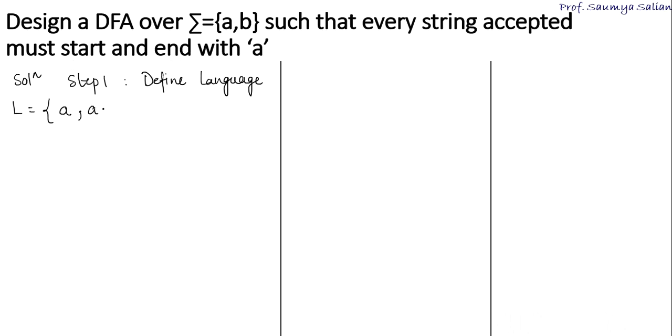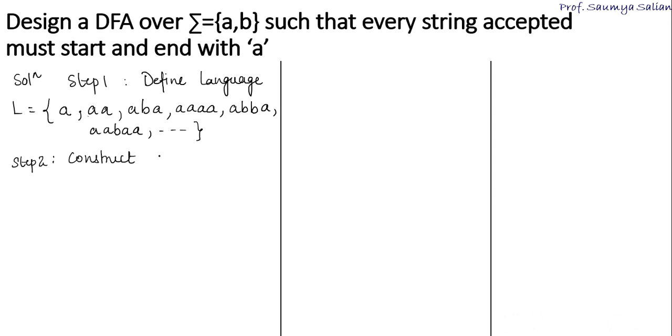Next I can have AA, or ABA, or AABA, or ABBA, and so on. That is, the condition is it should start and end with an A. Start and end with A. Okay, so next step is to construct the DFA. So let's begin.